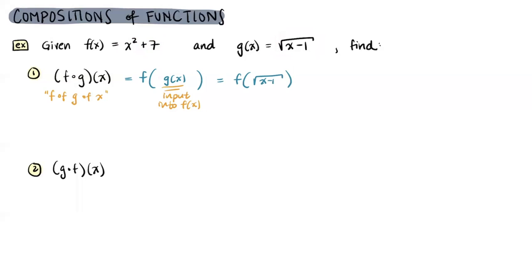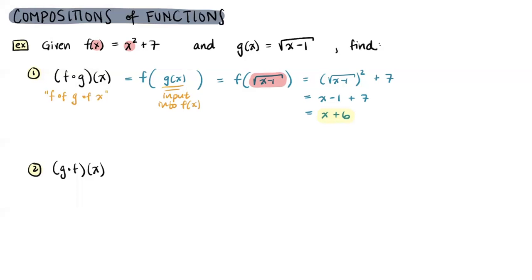Now we're going to put this whole thing into f of x for x. So we're going to square the square root of x minus 1, and then we'll add 7. Then we can simplify a little bit. We can square the square root, that's just x minus 1. Then we'll add 7, and so this just comes out to be x plus 6. And so there is the composition f of g of x.